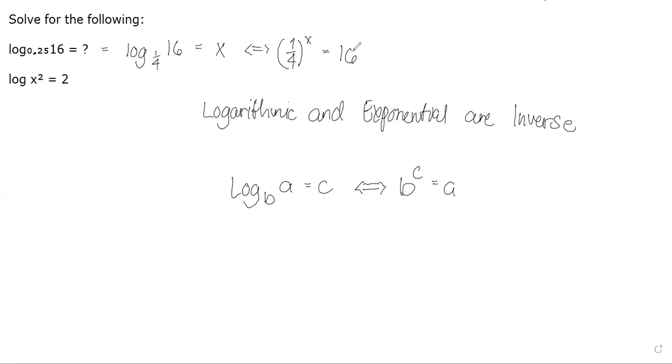Now, how to solve for x? Basically, we should make them have the same base. So how can we represent 16 with base 1/4? We know that 16 is 2 to the 4th: 2 times 2 is 4, times 2 is 8, times 2 is 16. Our goal is to have a base of 1/4, so first we need 4 as the base. We can write 2 to the 4th as 2 raised to 2, raised to 2.